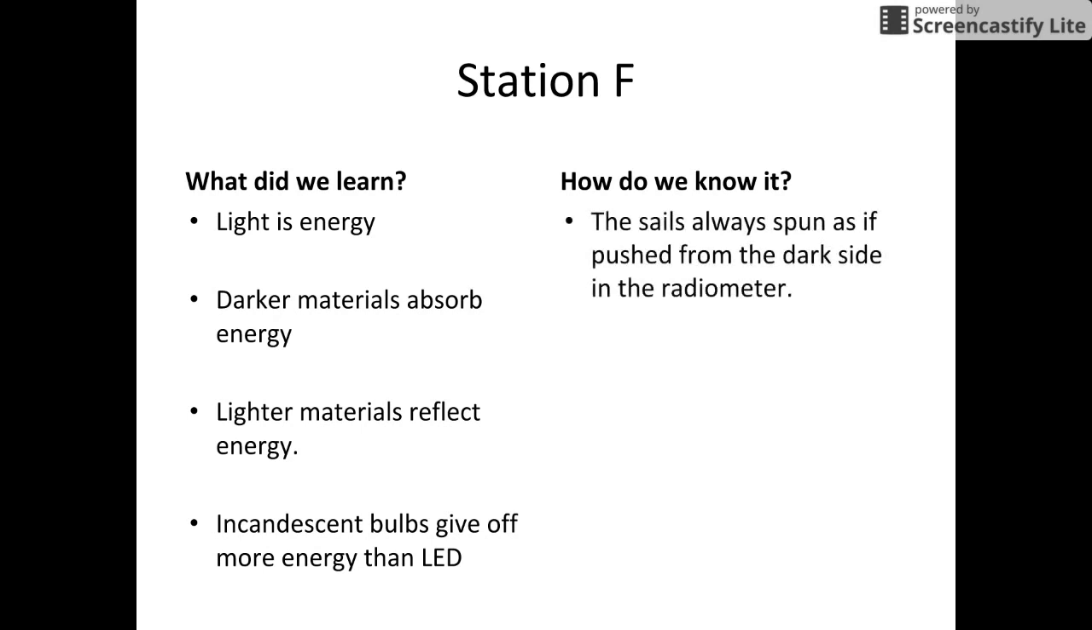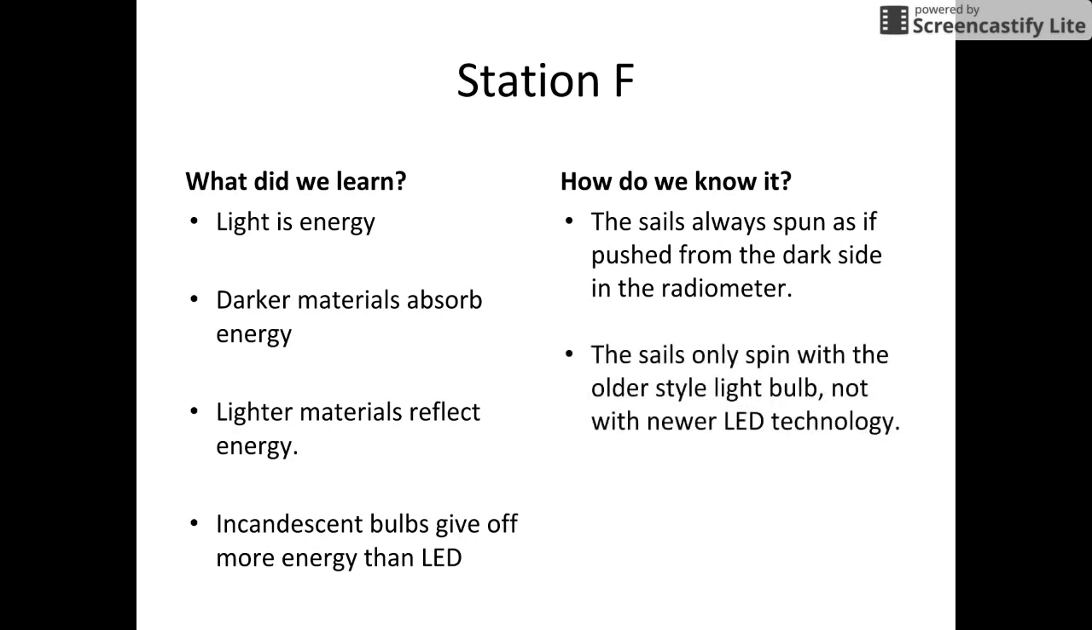Our evidence is that the sails always spun as if pushed from the dark side of the radiometer. That meant energy was being absorbed on that side. The lighter side of the radiometer was reflecting away light. Now the sails would only spin with that older style light bulb. It's a good indicator that it's giving off more energy. Maybe it's giving off visible light and infrared, whereas the LED is probably giving off mostly visible light. It's one of the advantages of an LED, it doesn't waste any energy being turned into anything other than the light we want.